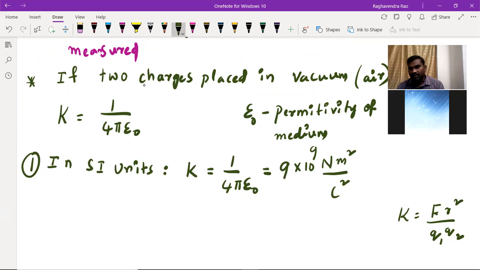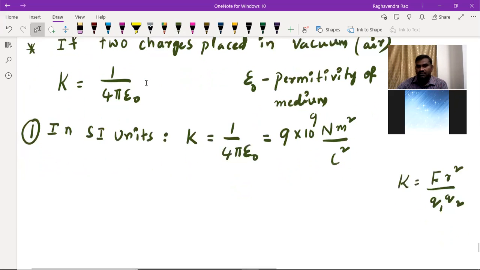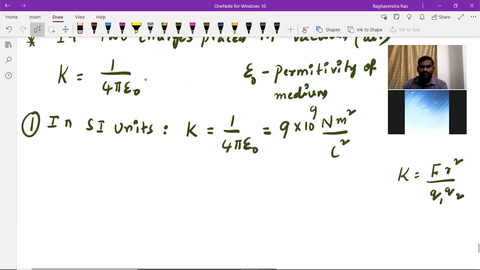So the value of k in SI units is 9 into 10 to the power of 9 Newton meter square by Coulomb square. When force is measured in Newton, distance is measured in meter, and charges are measured in Coulomb, then the value of k is 9 into 10 to the power of 9, when the charges are placed in air or vacuum. So strictly speaking, vacuum. Next.